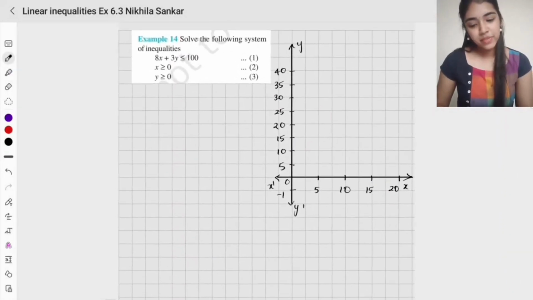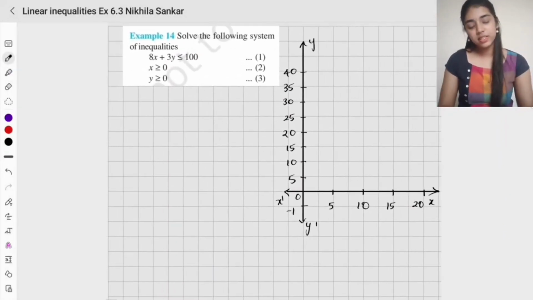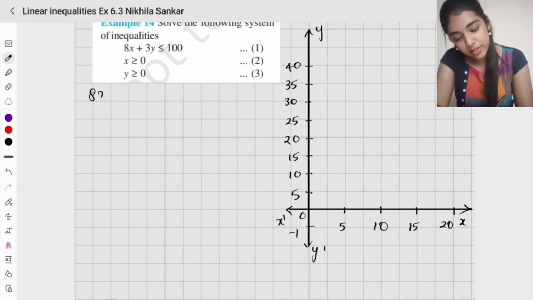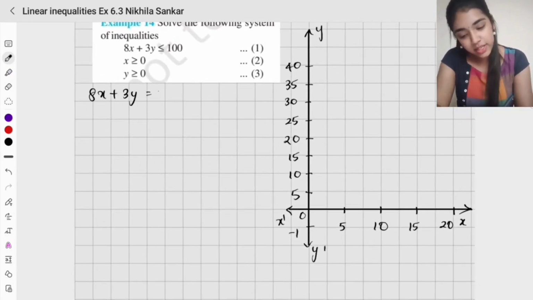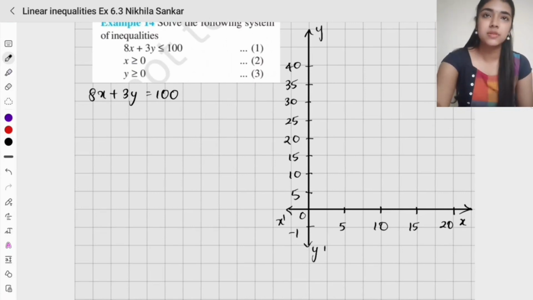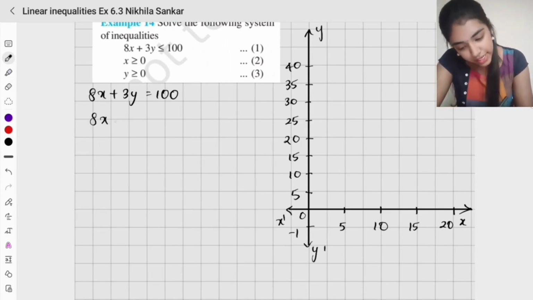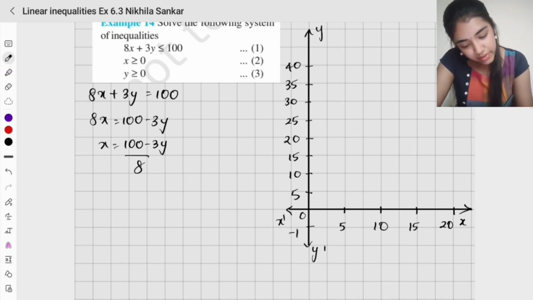Question number 14. Solve the following system of inequalities. The first step: I'm going to have 8x plus 3y equals 100. Writing x in terms of y: 8x is equal to 100 minus 3y, so x is equal to (100 minus 3y) divided by 8.